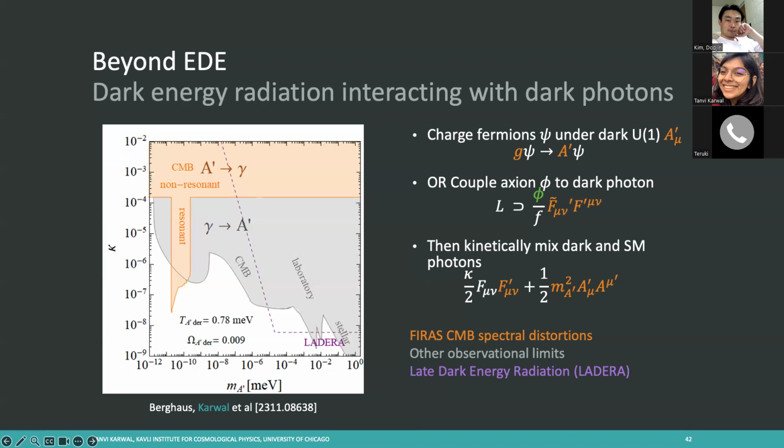There are many other constraints that you can get from the CMB primary, so the CMB temperature power spectrum, stellar cooling. So if you allow dark photons to take away some energy density from stars, then you would expect stars to cool faster. And laboratory experiments, things like light shining through a wall. So you get a really dark chamber and you try to look for any photons that happen to appear in this really dark cavity, which would imply that a dark photon has crossed the wall and reconverted into a standard model photon inside the wall.